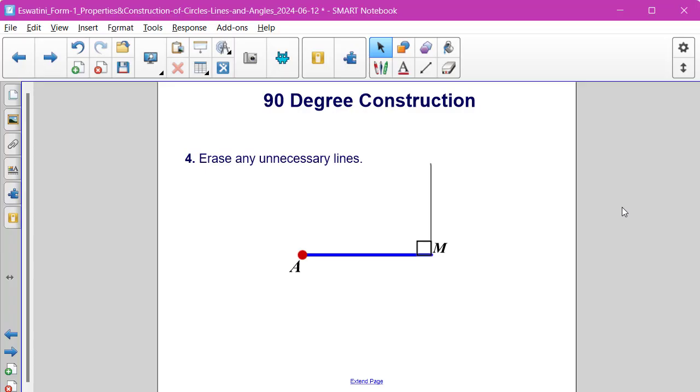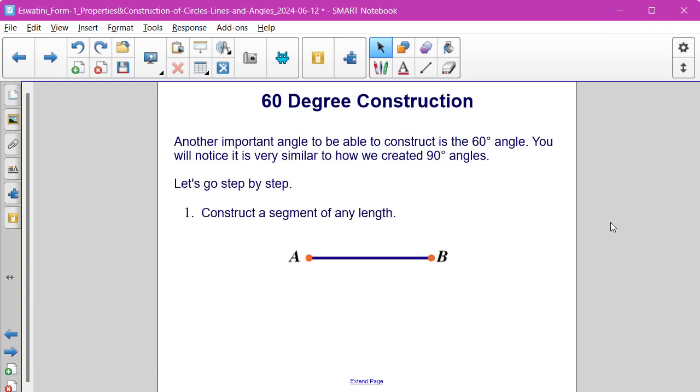The 4th step is to erase any unnecessary lines. And since we know that this extra segment that was created is perpendicular to the original line segment, it created a 90-degree angle, and we can use the perpendicular line box or fill in 90 degrees to label our final angle. Another important angle to be able to construct is the 60-degree angle.